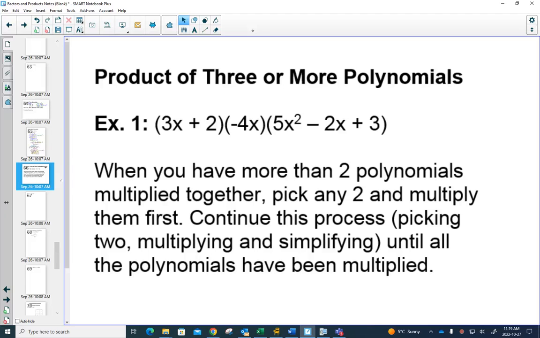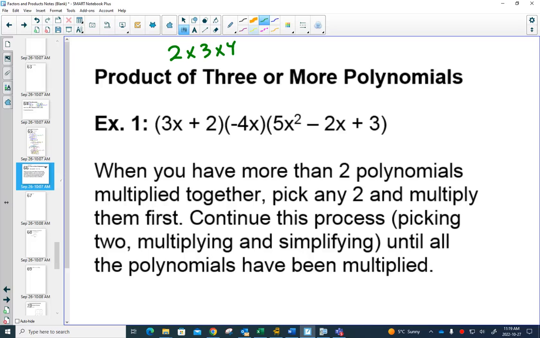Now, you have multiplied more than 2 things before in your life. For example, if I ask you, what is 2 times 3 times 4? You could do that. 24. Good. I appreciate the attempt. She's right though. How did you do that?